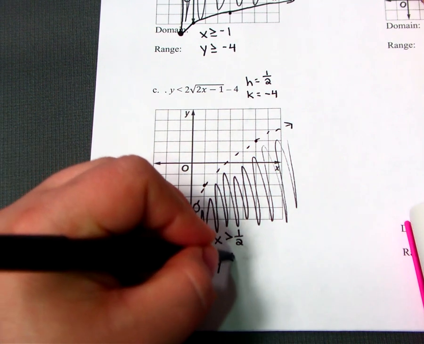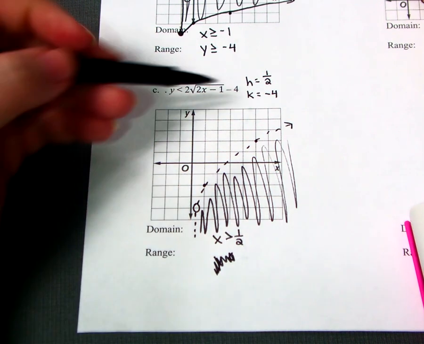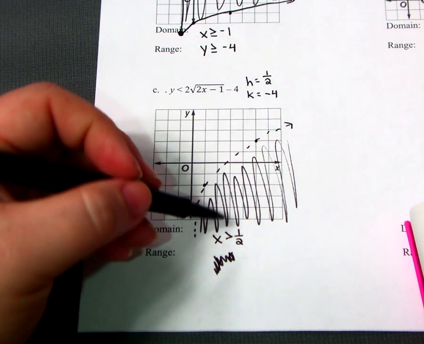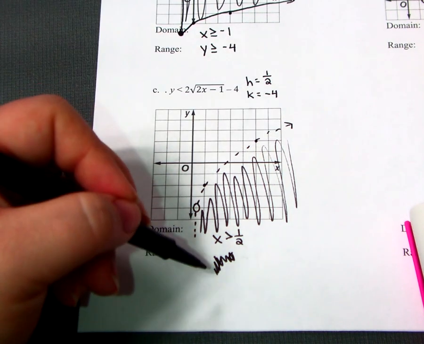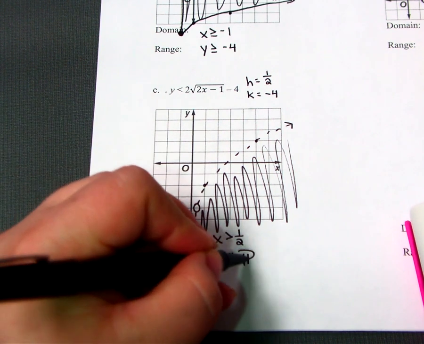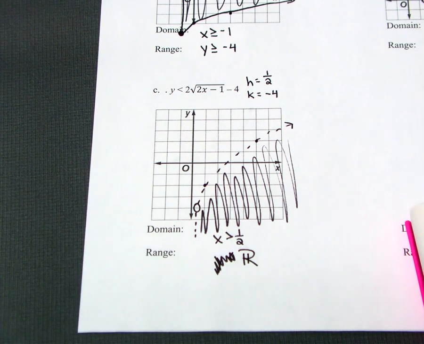Actually, our range in this case is not an inequality at all because it continues up forever. And because I'm shading down, it continues down forever. So actually our range in this case is all real numbers. Y can be anything. So be very careful and pay attention to what your graph is telling you for your domain and range.